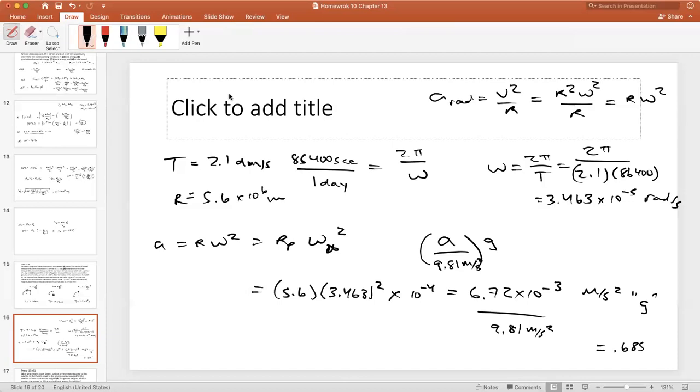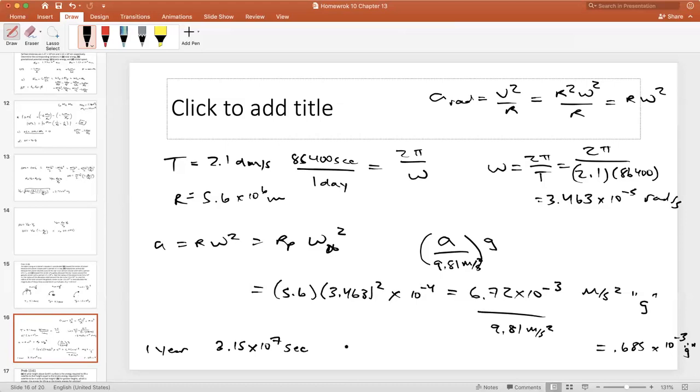Yeah, almost forgot that, sorry. 10 to the minus 3 g's, right? Very small. For the other two parts, same deal. You need to use, for 1 year, there are 3.15 times 10 to the 7 seconds.